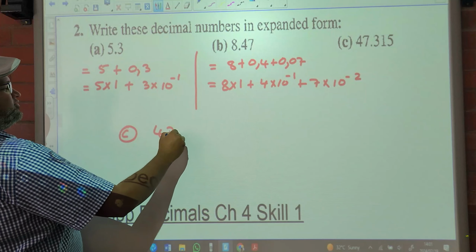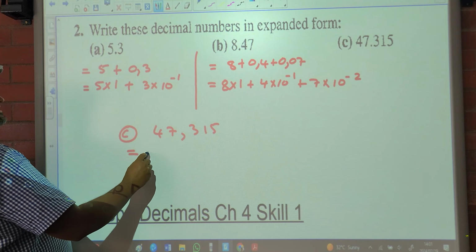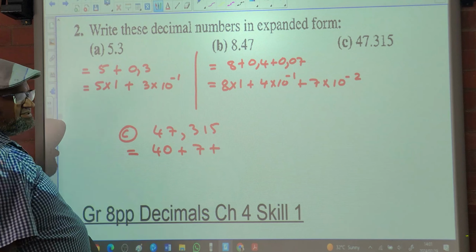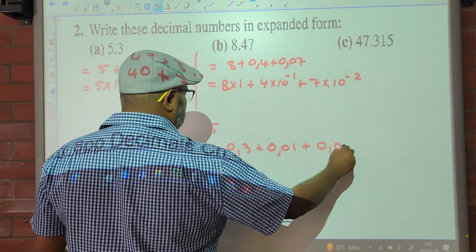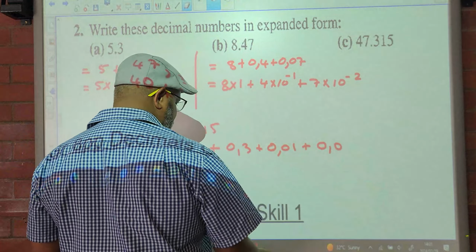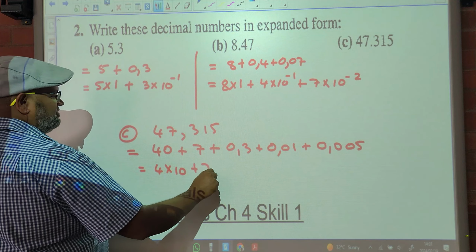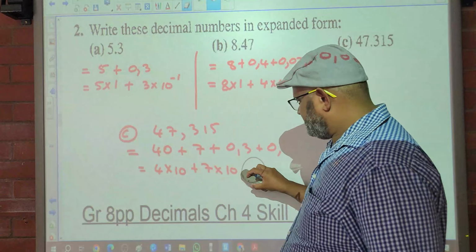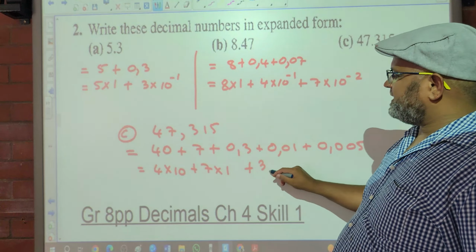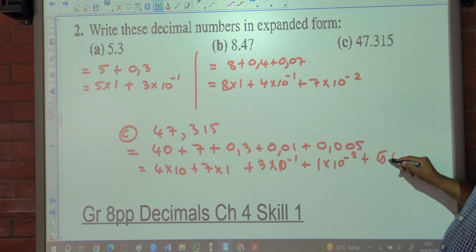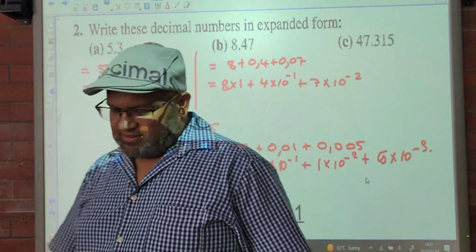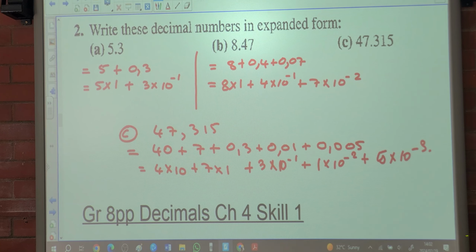Let's look at C. It's 47,315. So this can be written as 40 plus 7 plus 0,3 plus 0,01 plus 0,005. This can be written as 4 multiplied by 10 plus 7 multiplied by 1 plus 3 multiplied by 10 to the negative 1 plus, there's a 1, so it's 1 multiplied by 10 to the negative 2 plus 5 times 10 to the negative 3. I'll put it to the group later.